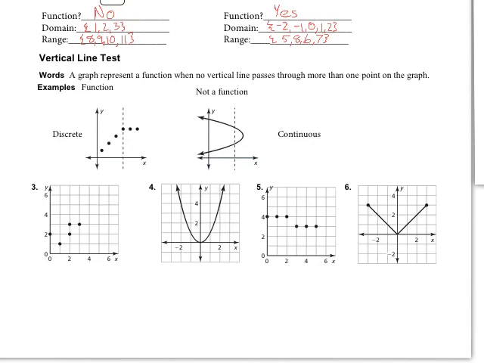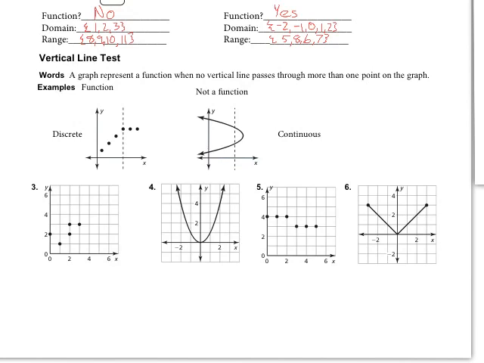What were we looking for? What could not repeat in order for it to be a function? The input, which is the domain, which is the x value. So we cannot have repeating x values. We can't have multiple points at a single x value.